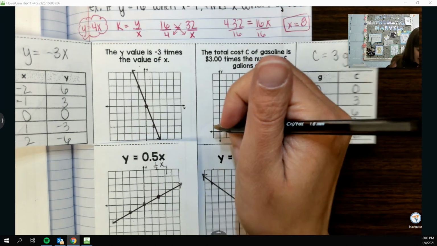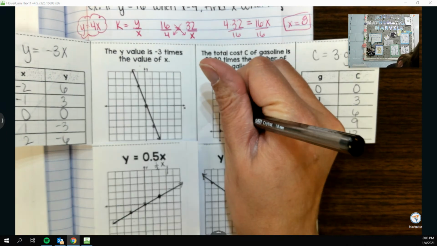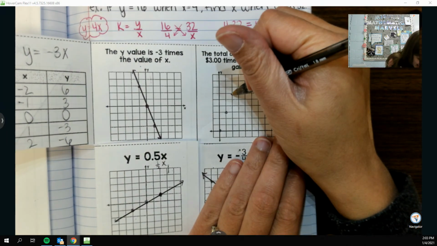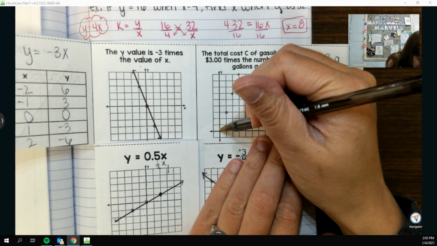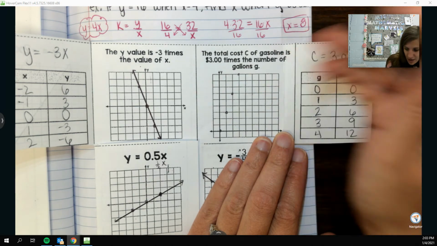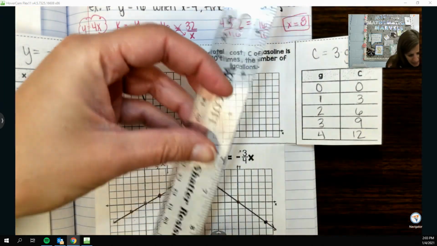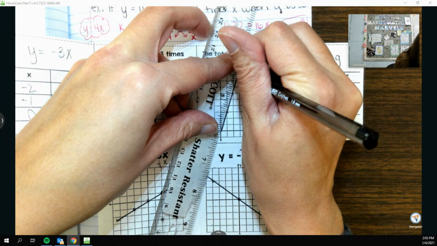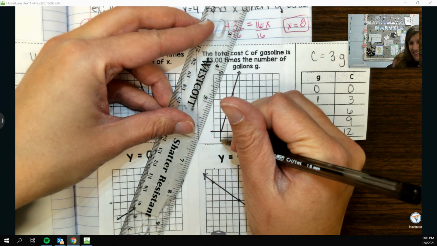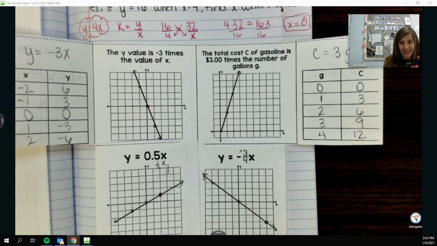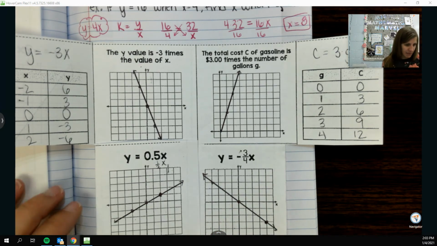And I can also plot my graph: 0, 0, 1, 3, 2, 6. And you can also see that as slope on here because I went up 3 over 1, up 3 over 1, up 3 over 1. But again, because it's talking about a real life scenario, I don't know that it makes sense for us to draw an arrow going negatively because we can't buy negative amounts of gas. So yeah.